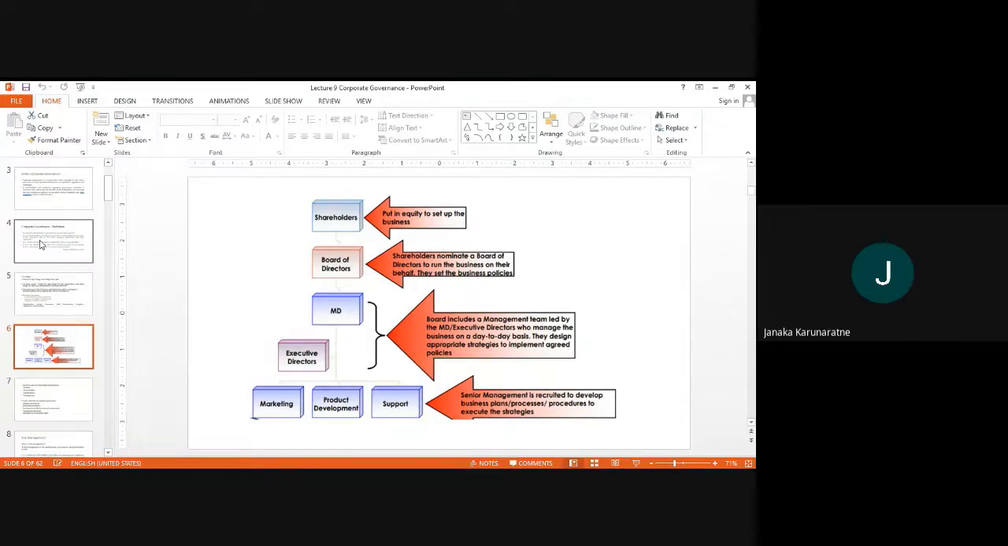Then below the board of directors, whoever is called chief executive officer, MD, whoever, they run the organization internally, because the board of directors are not involved in the day-to-day operations of your entity. So the board includes a management team led by the MD, executive directors who manage the business. Executive directors are also directors who are engaged in the business operations on a day-to-day basis, they design appropriate strategies to implement agreed policies. So there may be other senior management who carry out the operation level functions, marketing, product development, support, finance, and so on. So this is the broad overall structure of an organization, starting from shareholders who put money, then appoint the board of directors who take policy decisions, then you have the topmost position, MD or CEO, under him there may be other executive directors, then there is other senior management.